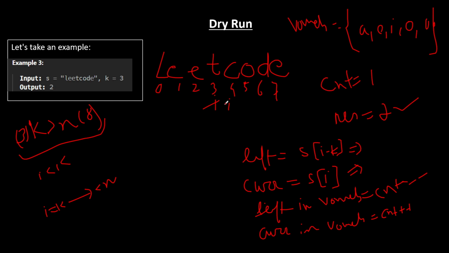Now we move ahead. Now I comes to O. I is 5. 5 minus 3 gives me 2, which is the index of E again. And at S of 5, we have O. If you can see, we're throwing out the vowel on the left, so count will be decremented to 0. But simultaneously, we are putting O, which is also a vowel, into our window, right? So it is a vowel, so count will be incremented. So at the end, the count will remain 1 itself. Okay.